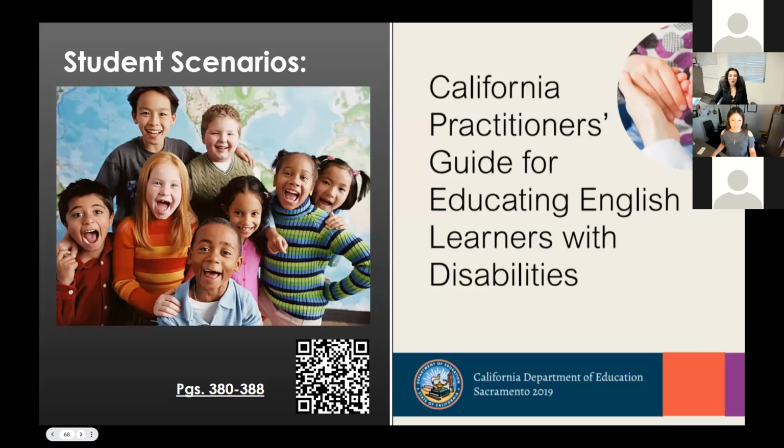Student scenarios are always helpful in this conversation. There are some varied scenarios in the California Practitioner's Guide related to students in each of the three pathways. So if your teams at your respective school sites are having wonderings on the various pathways and questions and considerations to take into account, we highly recommend the student scenarios in this last chapter of the Practitioner's Guide so that you can explore and identify.